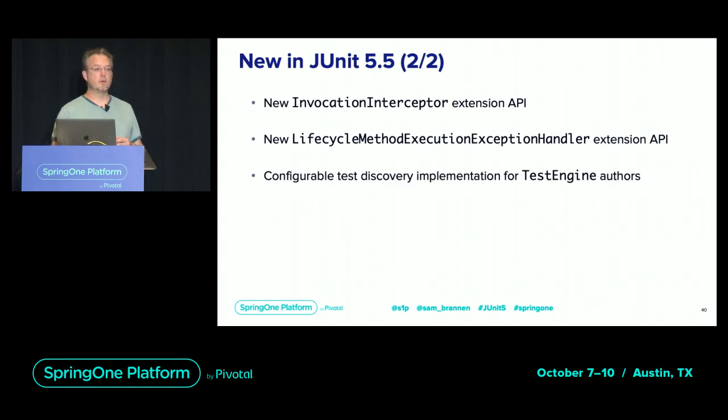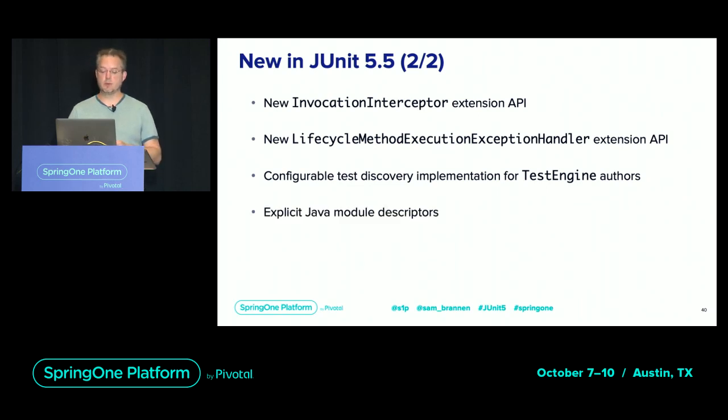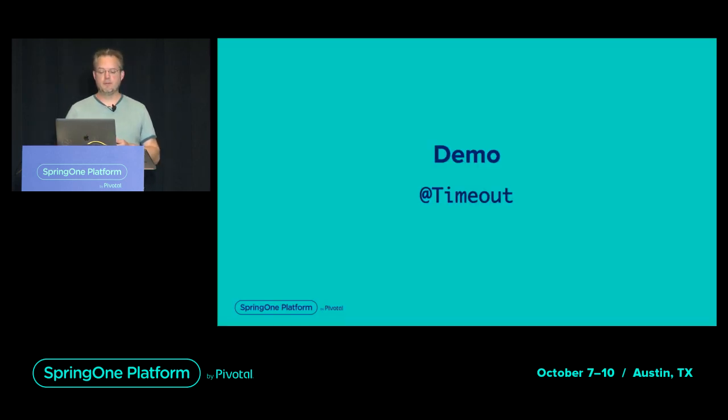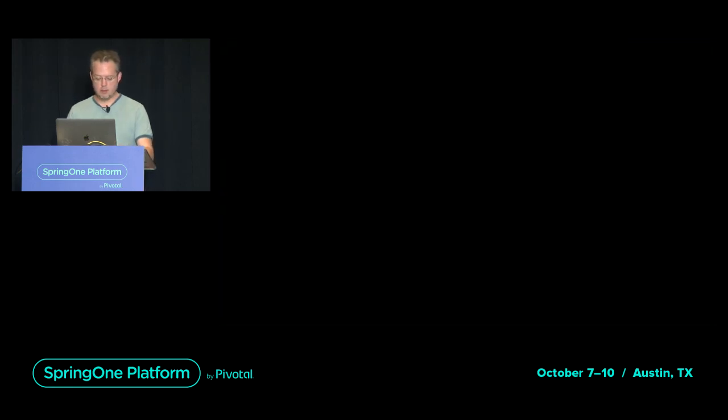And we also have something new if you're writing your own test engine. There's now configurable test discovery that you can base on, and for example, the new Spock test engine will be based on that, and JUnit Jupiter has been rewritten to be based on that as well. Also mentioned the Java 9 Jigsaw module descriptors, those are in there now as well. And I'll take a look at the timeout, see what that looks like.